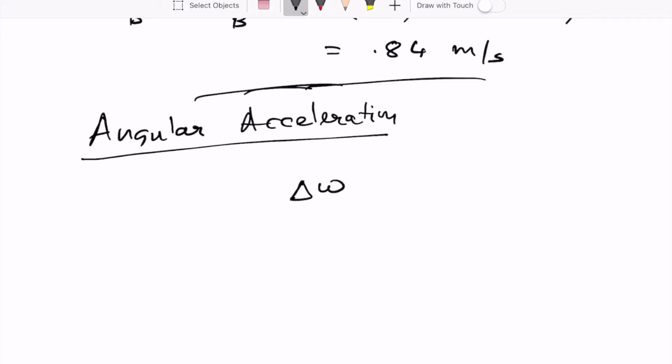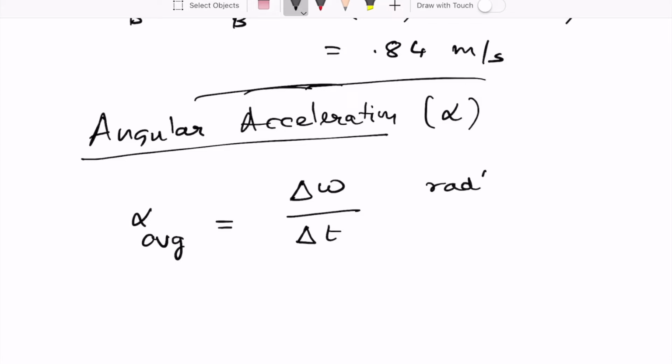So we are talking about the situation where an object is not moving at constant omega, but is speeding up or slowing down. The average angular acceleration, alpha (the symbol for angular acceleration is alpha), alpha average is equal to the change in the angular velocity divided by the time it took for that change to happen, right? So that's the average angular acceleration. And its units would be radians per second divided by seconds, so it's radians per second squared.